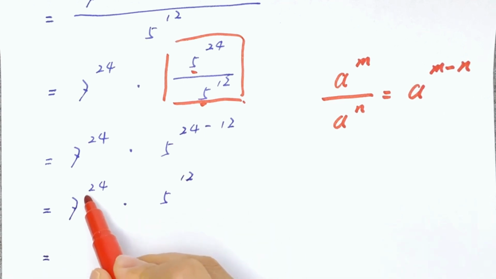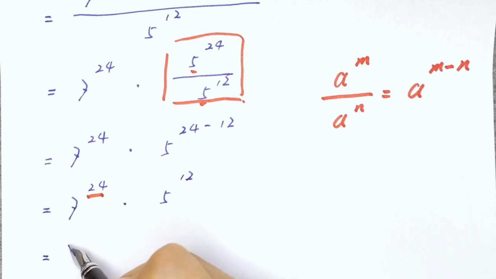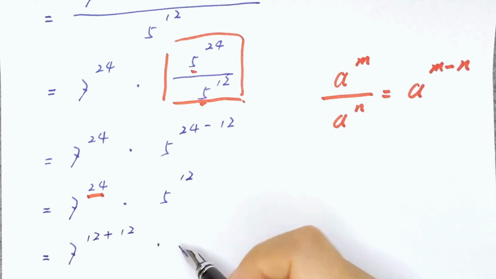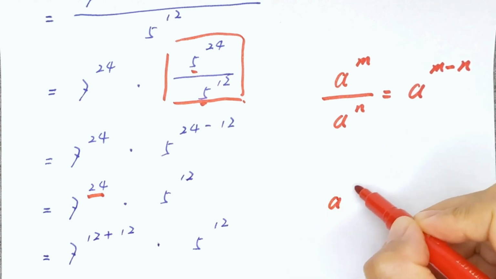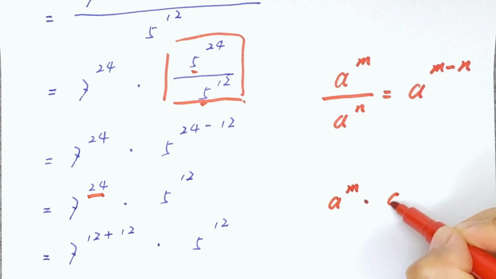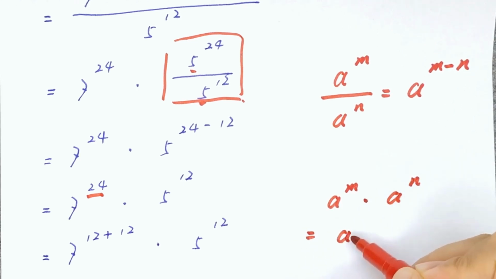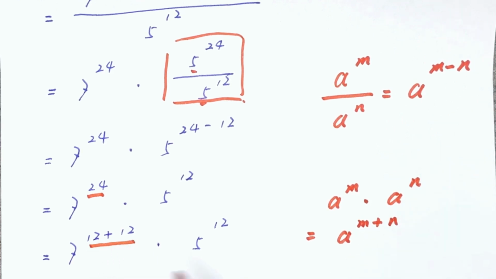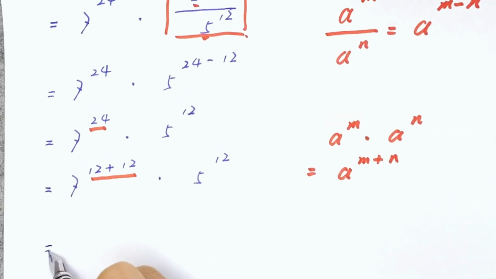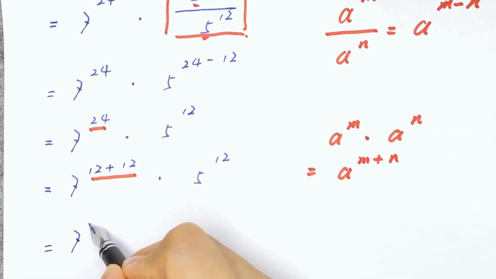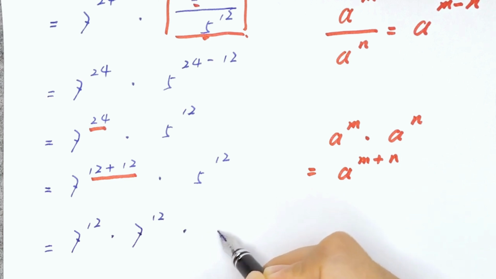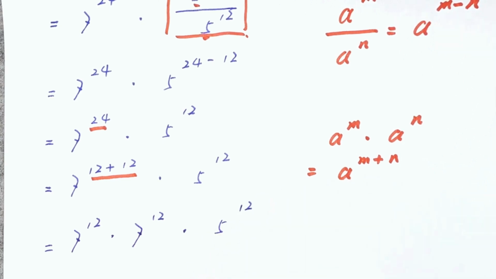Equals 24 is same as 12 plus 12, times 5 to the power of 12. And we know a to the power m times a to the power n is equal to a to the power m plus n. So here is equal to 7 to the power of 12 times 7 to the power of 12, then times 5 to the power of 12.